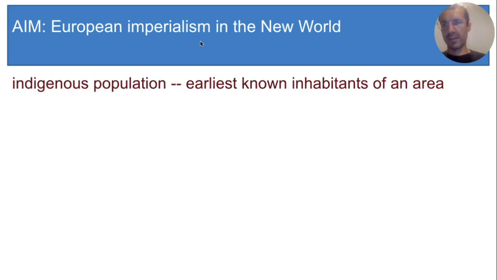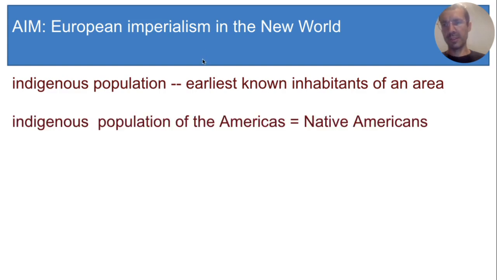I said that imperialism means taking land by force. So whose lands were the European colonists taking? In the New World, the people that had their lands taken we refer to as the indigenous population, where indigenous means the earliest known inhabitants of an area. And we refer to the indigenous population of North and South America as Native Americans. Native Americans were the people that lived in those lands before the Europeans arrived.